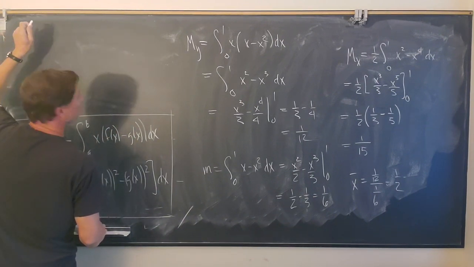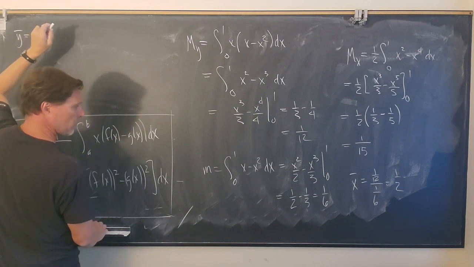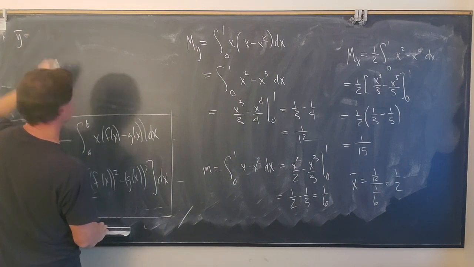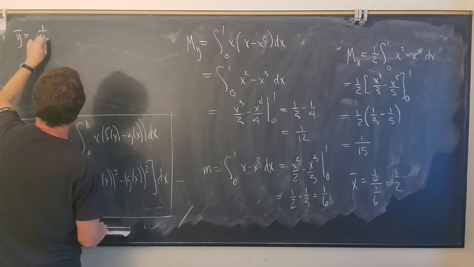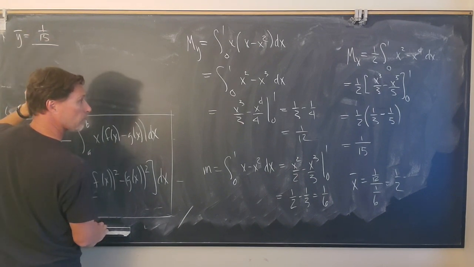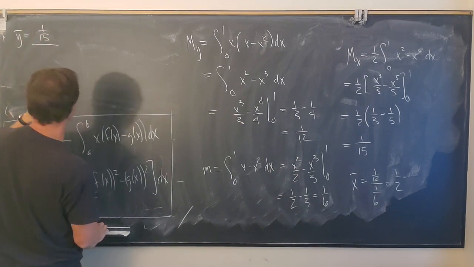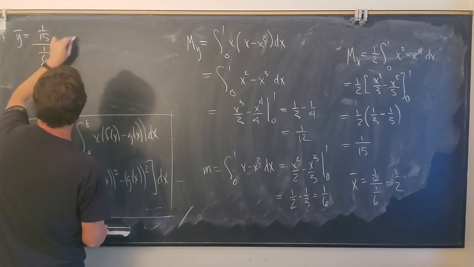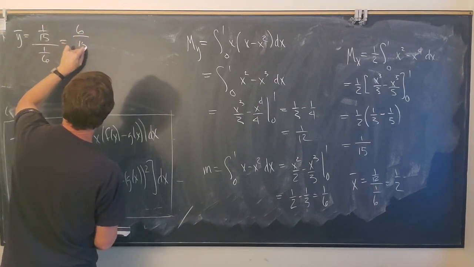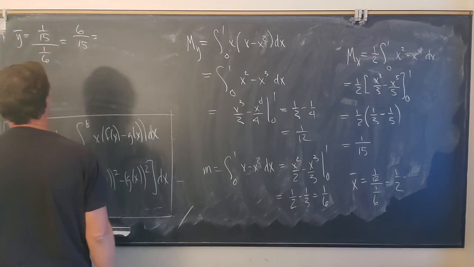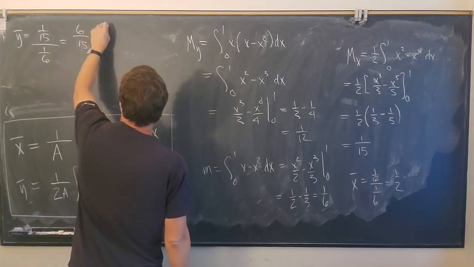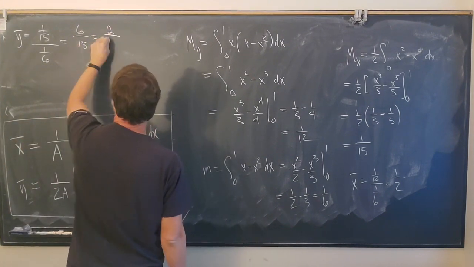y bar is equal to m sub x, which is 1/15, divided by 1/6, which is 6/15, which is 2/5, 2/5.